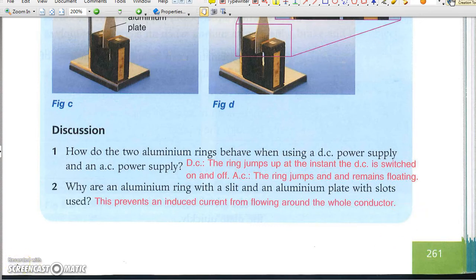In the second experiment, the aluminium plate with slots swings for a longer time. The kinetic energy of the plate may be retained longer. On the other hand, the kinetic energy of the plate without slot is converted to electrical energy when induced current flows on the plate, and finally converted to heat energy due to Joule heating effect.